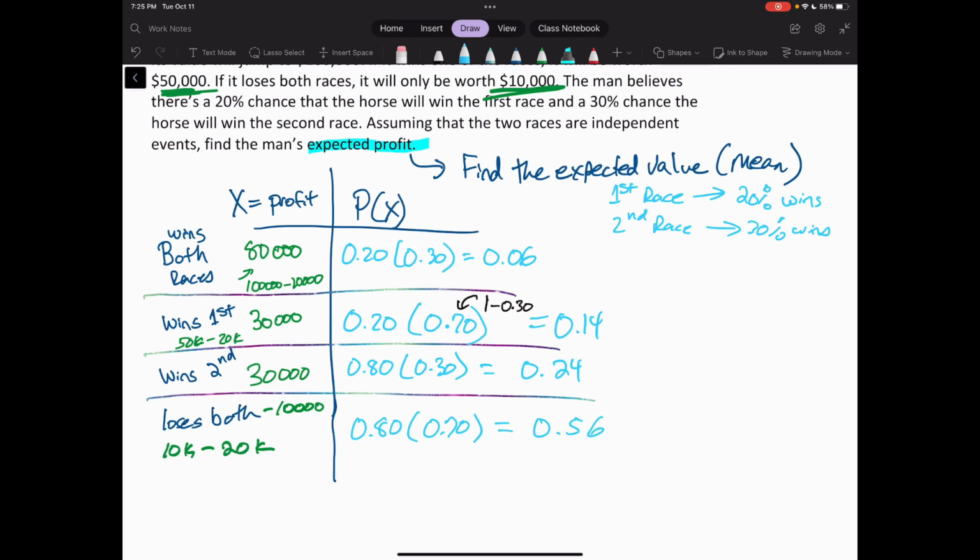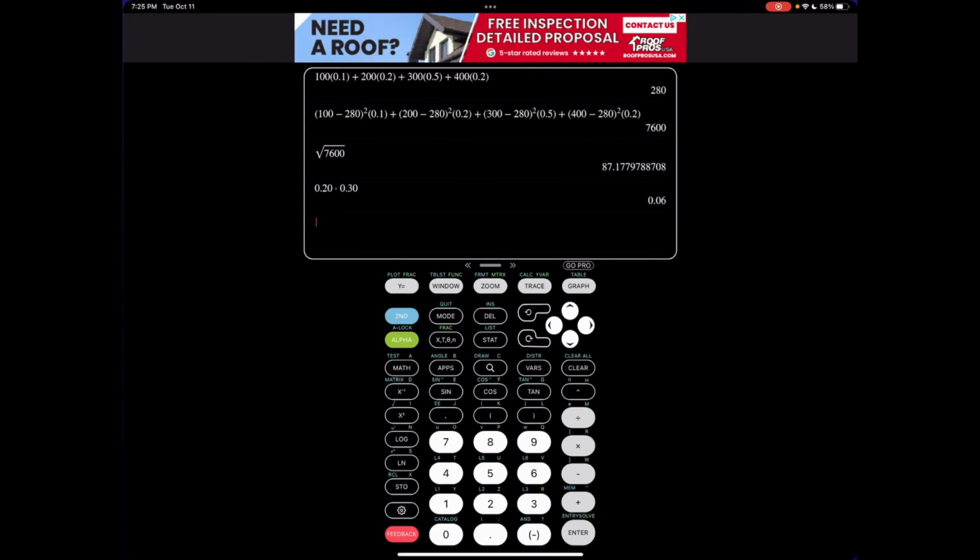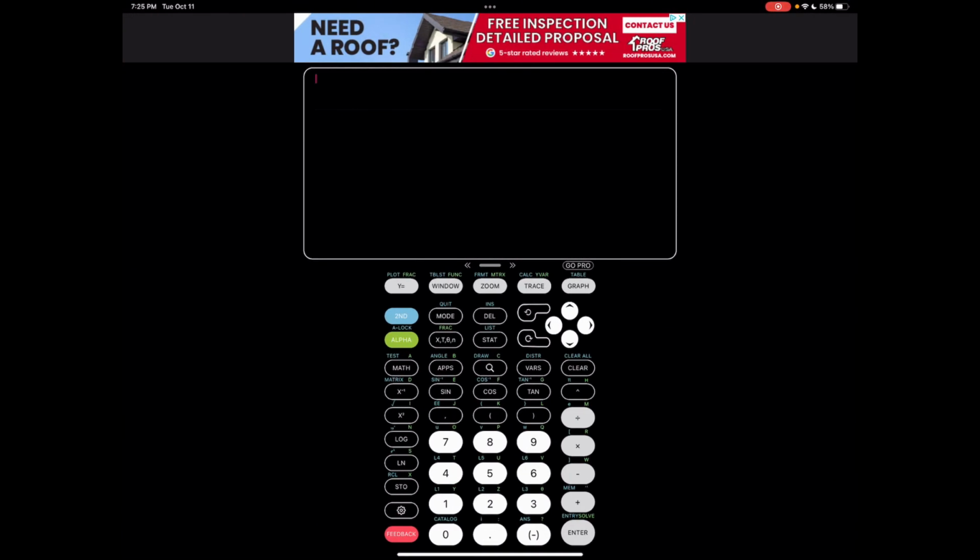And let's double check. Remember, if we add up all these probabilities, they should add up to 1. So let's see, 0.06 plus 0.14, that's 0.20. Matter of fact, I'm not wasting my brain space. Folks, we got a calculator. If we take 0.06 plus 0.14 plus 0.24 plus 0.56, hey, we get 1.